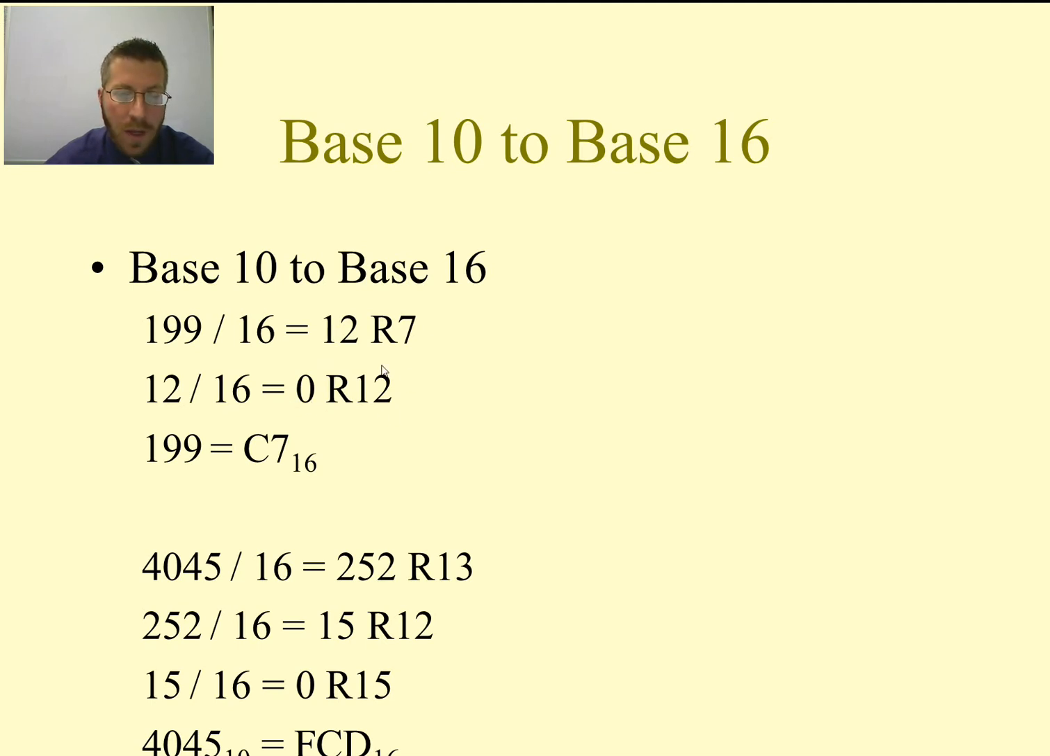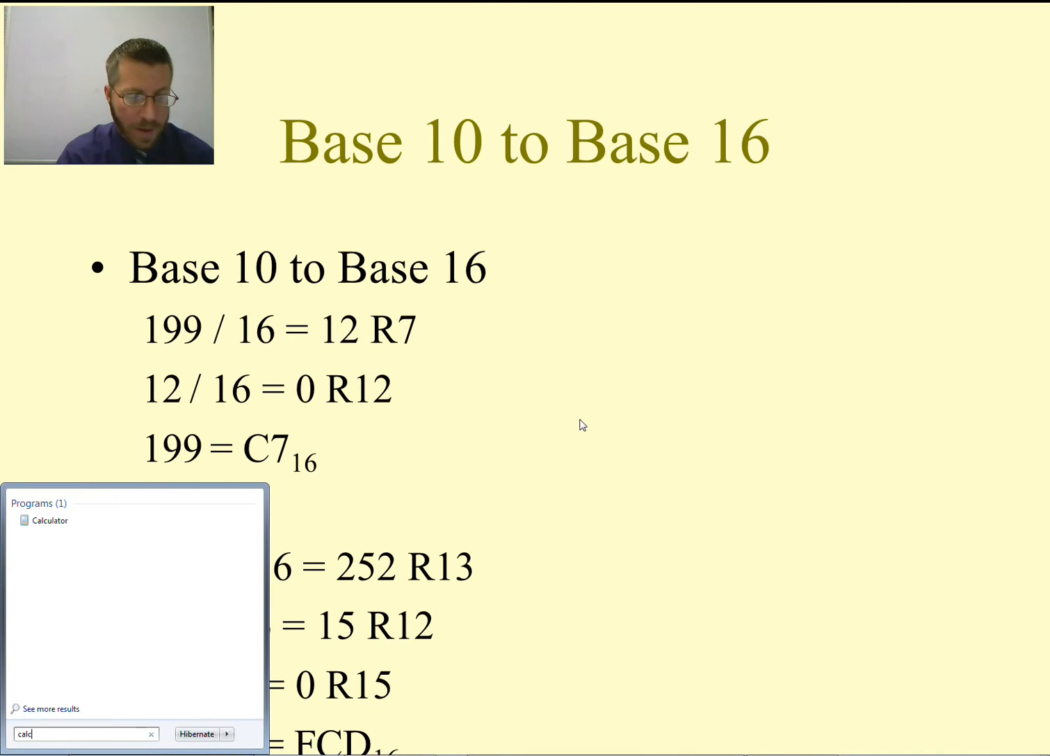the remainders. So the first remainder we had was a 12. 12 in hexadecimal is going to be the character C, and then 7 is just the character 7. So 199 in base 10 is going to be C7 in base 16.